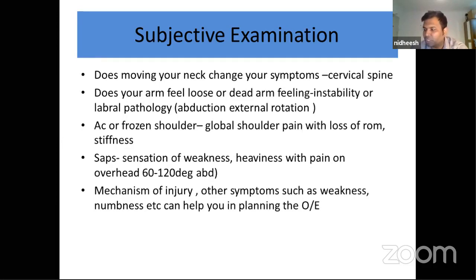Then there is the mechanism of injury. You'll always find out, is there anything that could have caused the problem? Certain people will say, I lifted a certain weight, I picked up weight from overhead, I fell down like this, or I was doing certain movements. For example, a patient said they were throwing a ball at their very own dog, and they kept throwing it repetitively. So you should always look for the mechanism of injury, because it gives you a clearer picture of what structure could be causing this pain, and based on the mechanism you might know that this might be leading to this. Other symptoms such as weakness, numbness, etc., can help you in planning the objective examination.